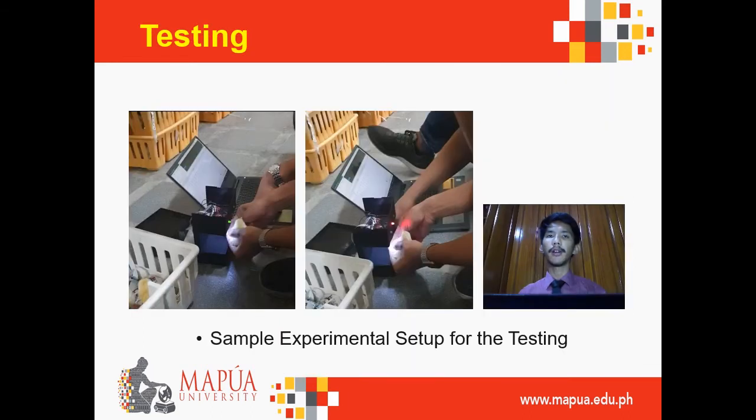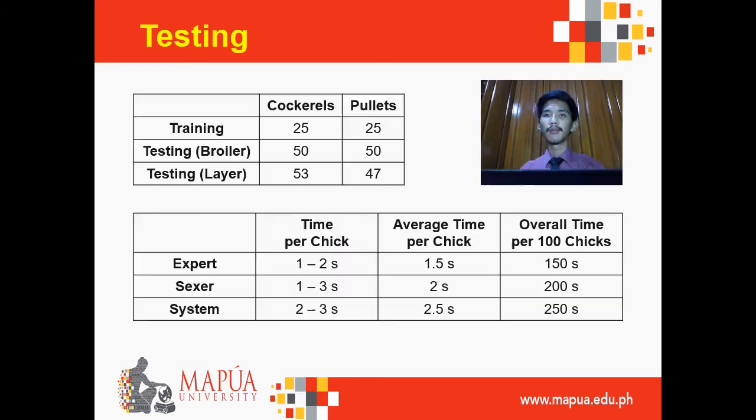Here is the experimental setup for the testing. The table on the upper side shows the distribution of samples. We have 25 cockerels and 25 pullets for training. For testing of broiler chicks, we have 50 cockerels and 50 pullets. And for testing of layer chicks, we have 53 cockerels and 47 pullets.